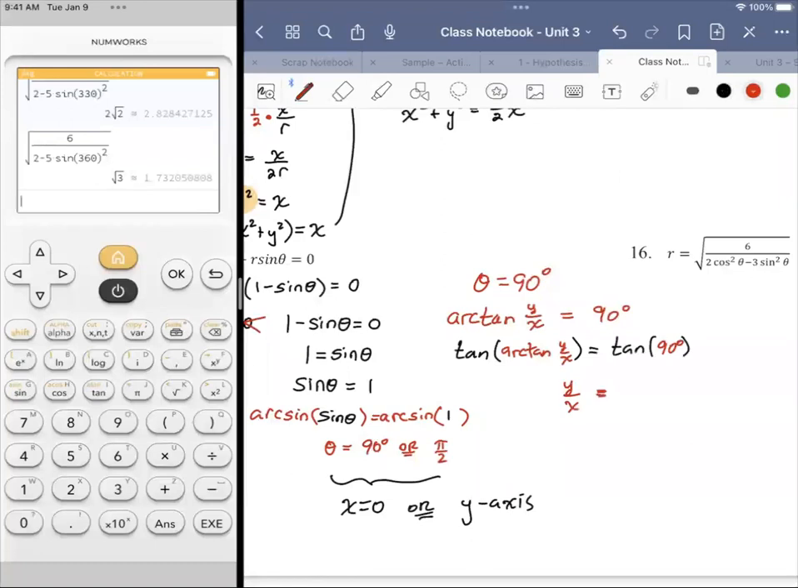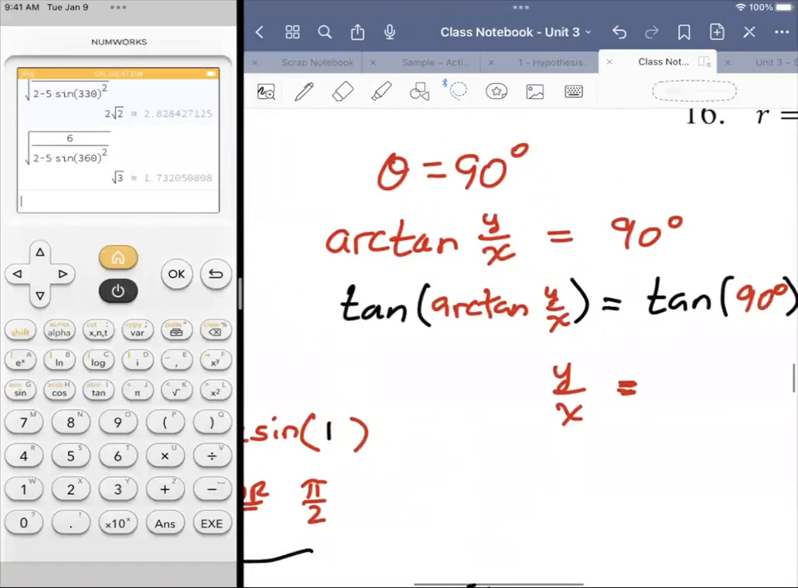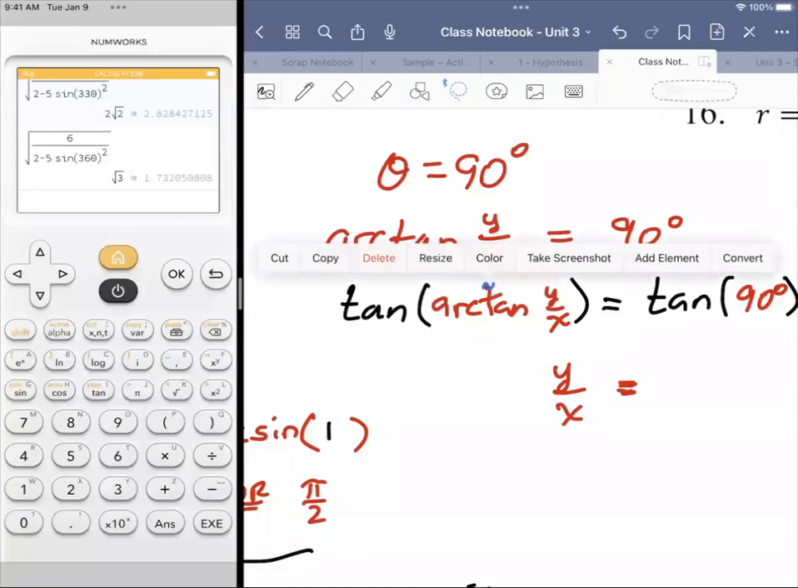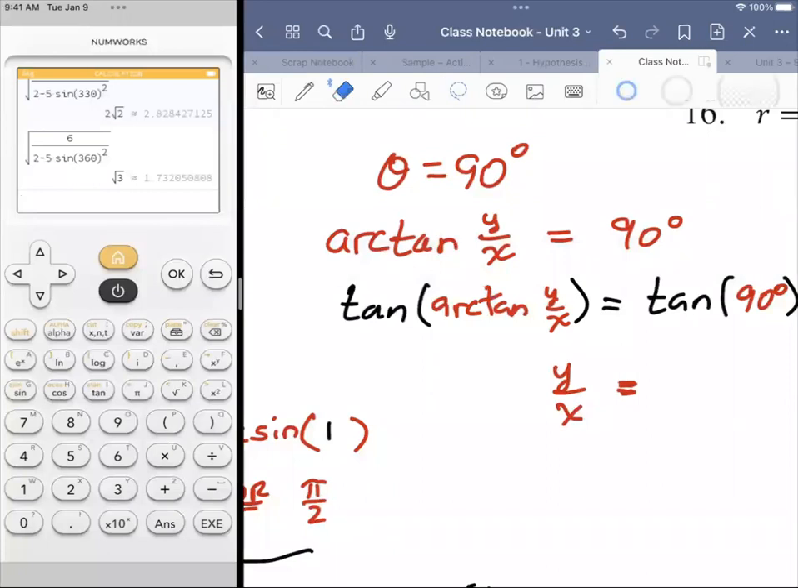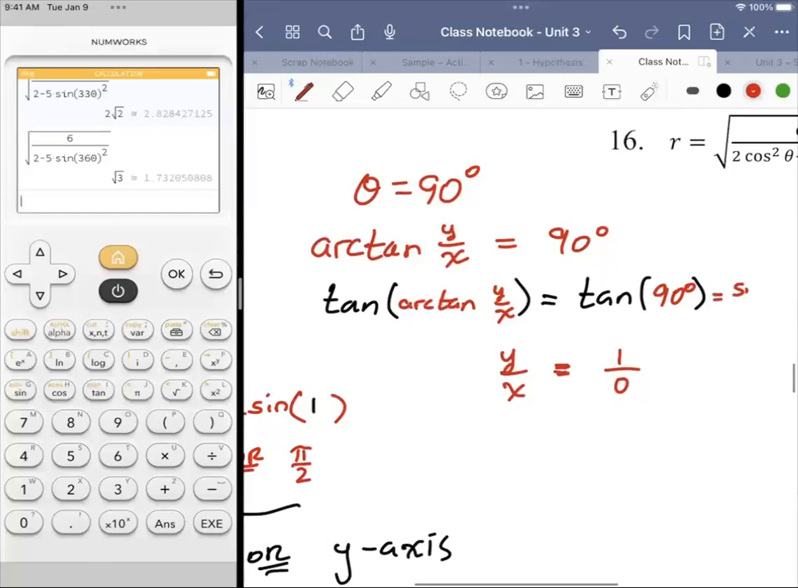Just making sure, oh, my penmanship is a disaster here. I'm just going to rewrite it. I need arctan. All right. When you find the tangent of 90 degrees, that's equal to sine of 90, which is 1, over cosine of 90, which is 0. All right. So again, tangent is sine over cosine.